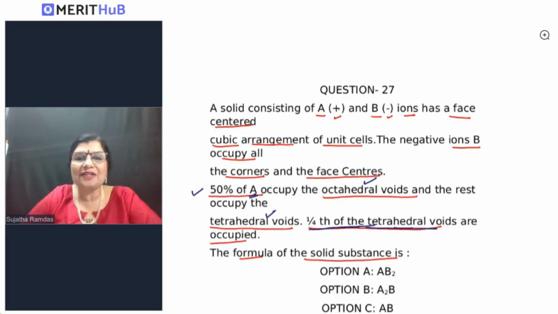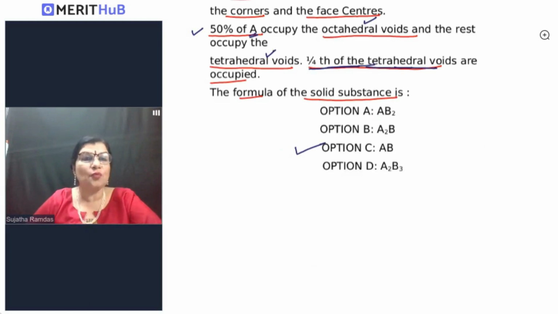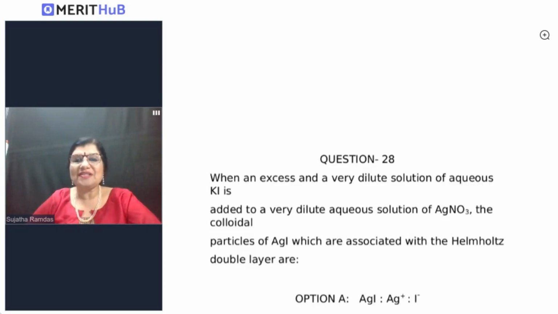Okay, so let's go back to the question and see which one amongst the 4 options is the correct answer. The correct answer would be option C, AB. Okay, this was one question from solid state. Now let's move on to question number 28, a conceptual question from surface chemistry. There are so many concepts in surface chemistry, and most of them are conceptual questions. Now let's read question number 28.